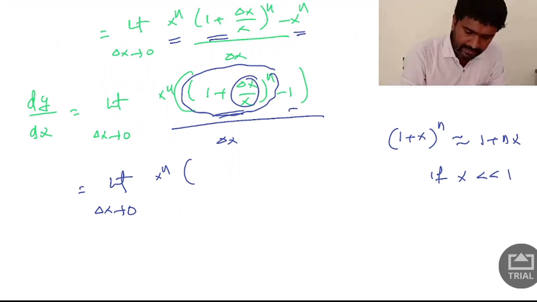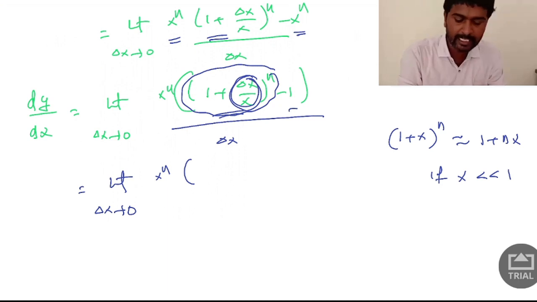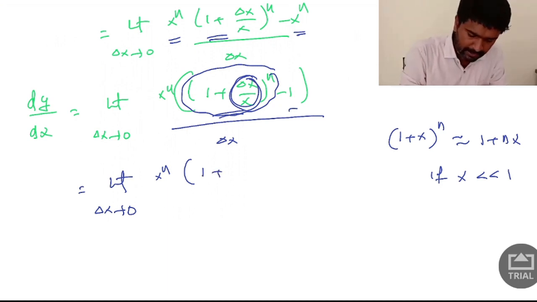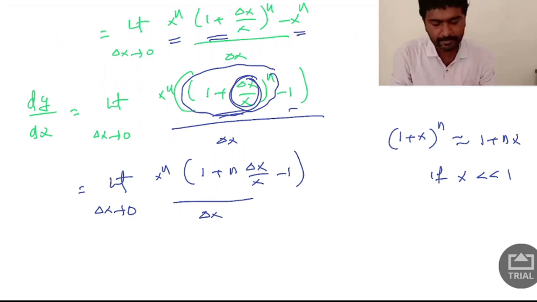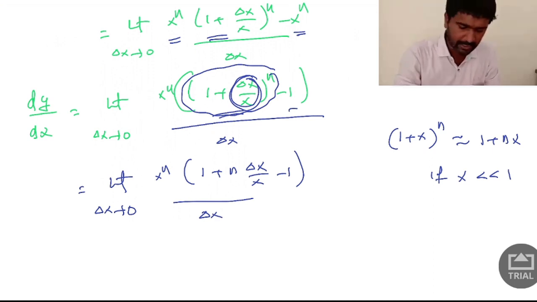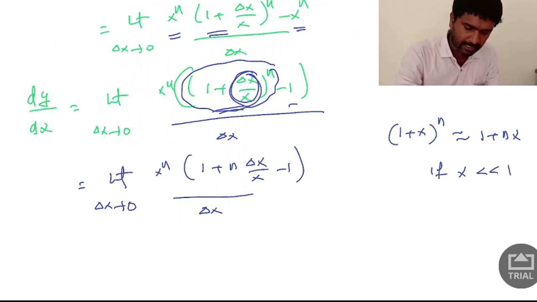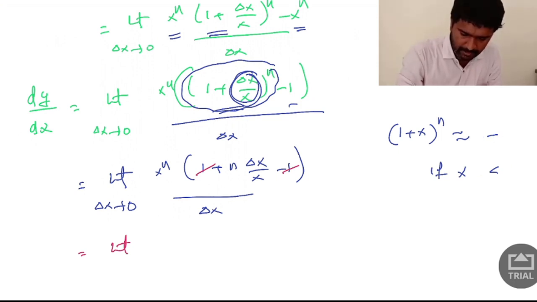So instead of x here you have x plus delta x by x. So we get 1 plus n into delta x by x minus 1 by delta x. So this is the equation. Now you can cancel here, plus 1 minus 1. The remaining part is limit. After applying the limit only you will get this one, 1 plus nx.